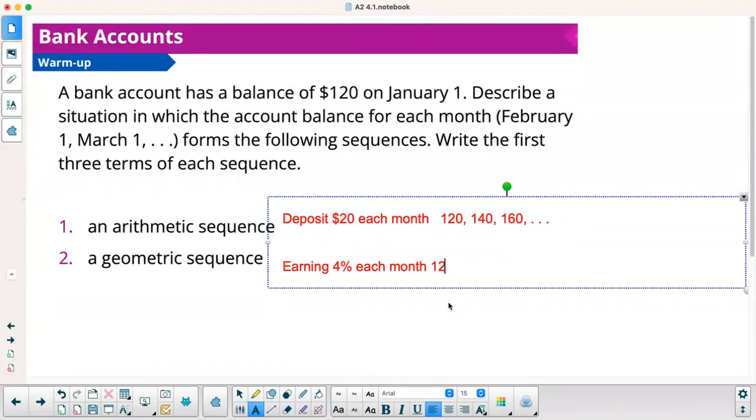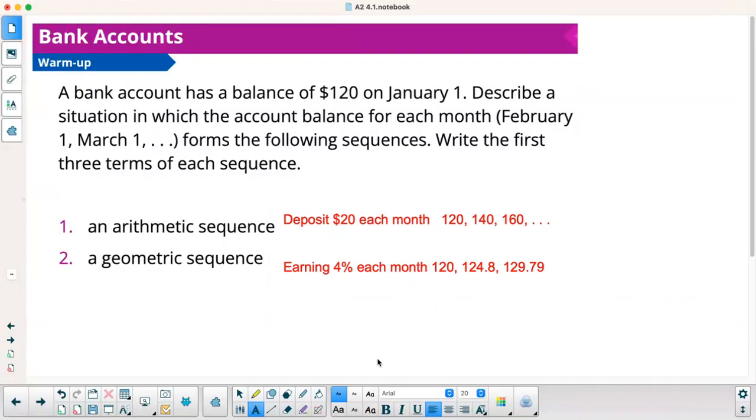Okay, so you're going to start out with 120, and then we've got to times that by 1.04. Don't times it by 0.04. Well, you could times it by 0.04, but then you've got to add it on to the 120 because you're putting it into the account with the original amount. So I think it's easier just to times it by 1.04, and I get 124.8. And then I'm going to times that by 1.04, and I'm going to get 129.79. I'm going to round to two decimal places because it's money.